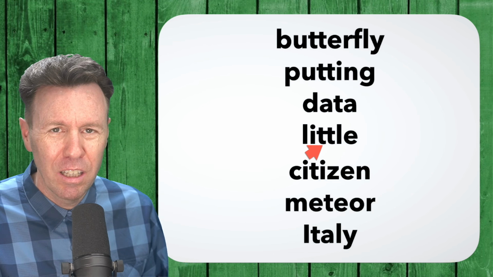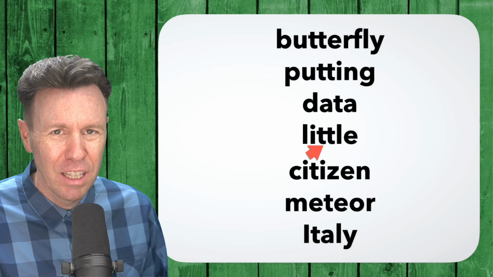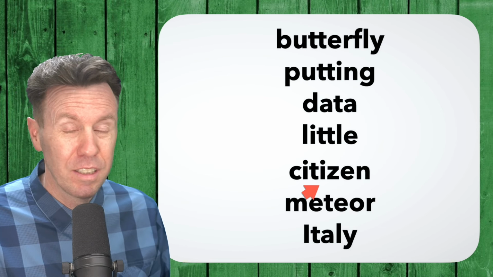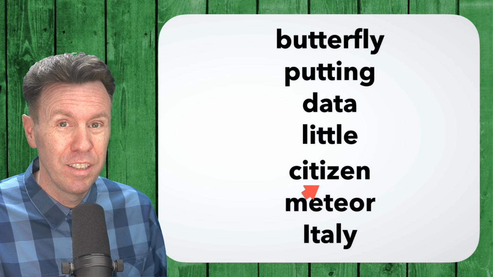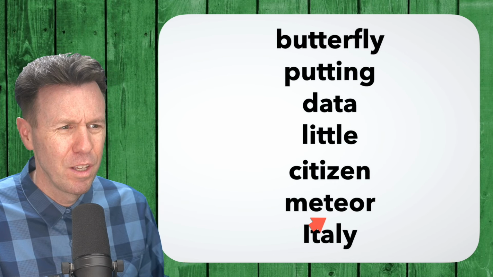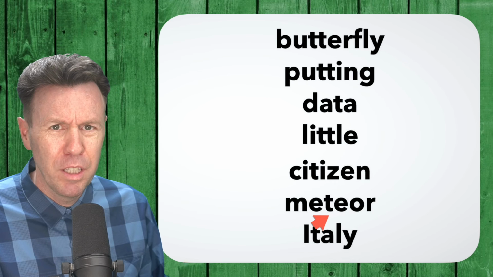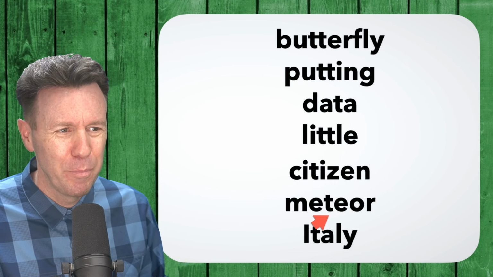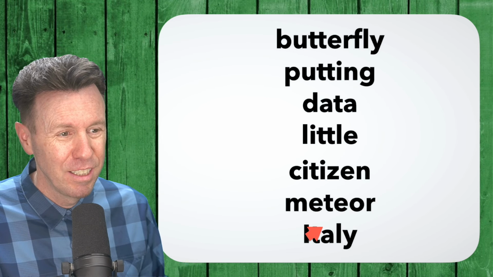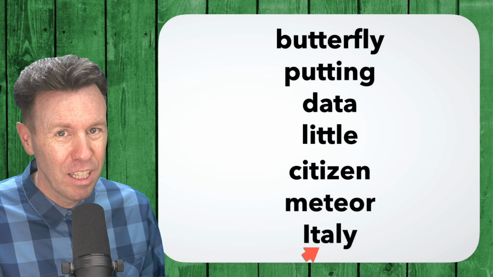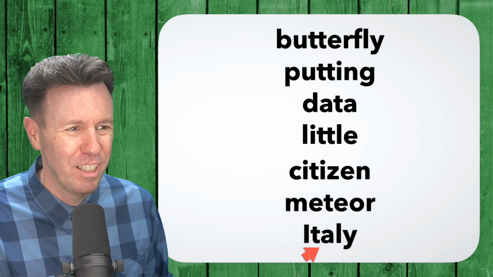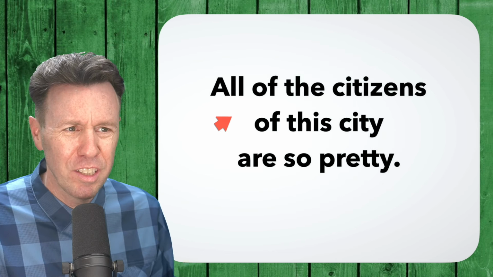Little, little. Citizen. Are you a good citizen? Citizen of your country? Meteor. Meteor shower. Did you see the big meteor last night? Italy. Italy. All right. There we go. Let's take a look at a sentence here.